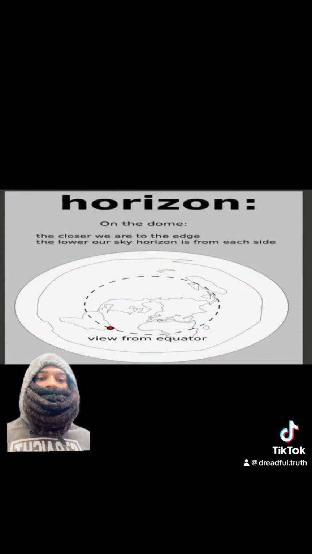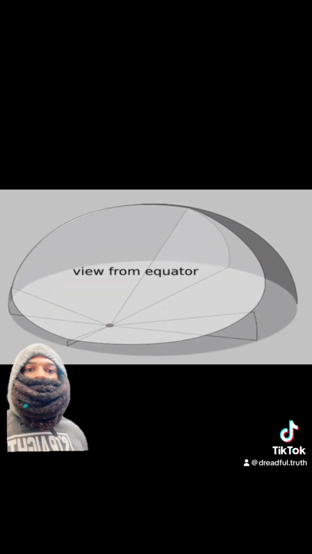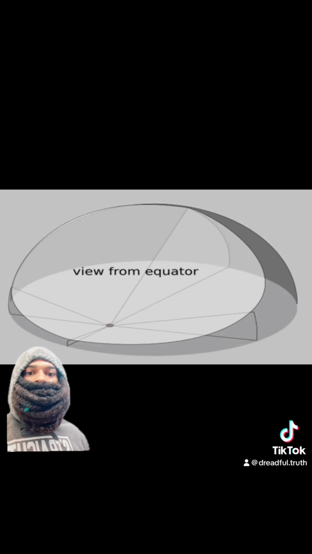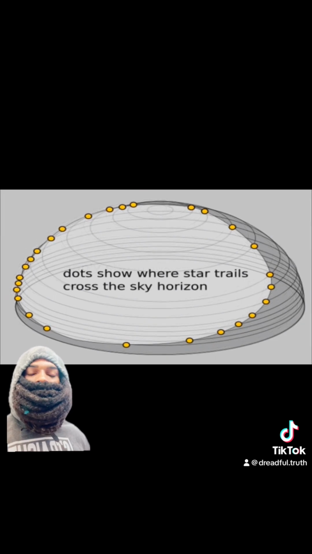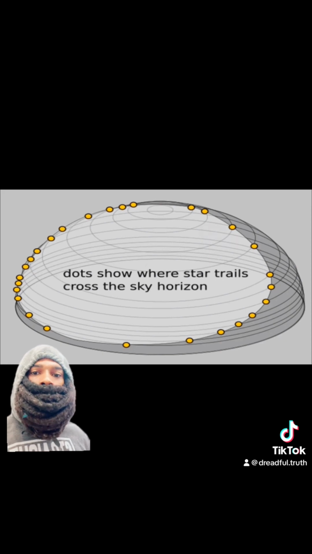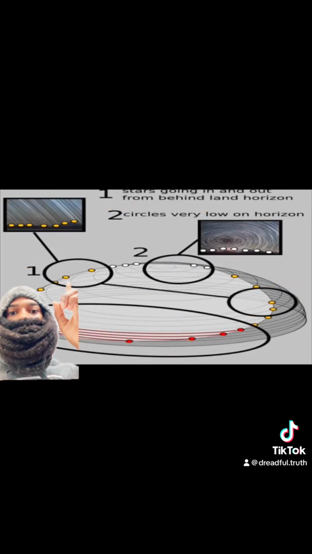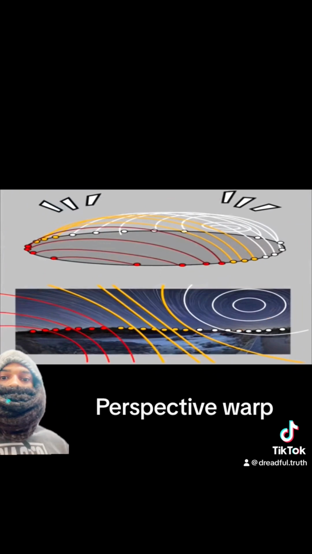Now we have horizon. On a dome, the closer we are to the edge, the lower the sky horizon is from each side. So this is how your field of view would be off of a dome. This is your view from the equator. This is the stars going in the star trails. The dots are the stars going from east to west around the dome. Now these are star trails when looking west, and these are star trails when looking north. And if you see these star trails from the equator, it's going to cause a perspective warp.